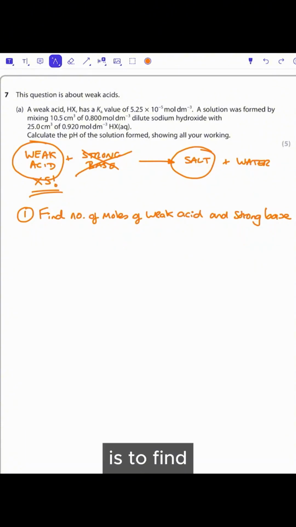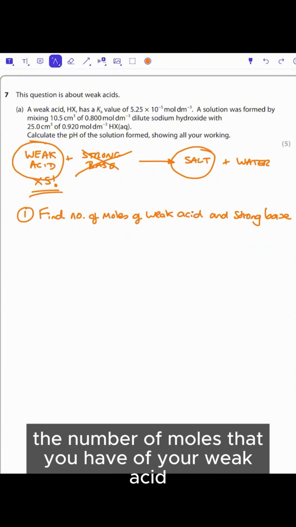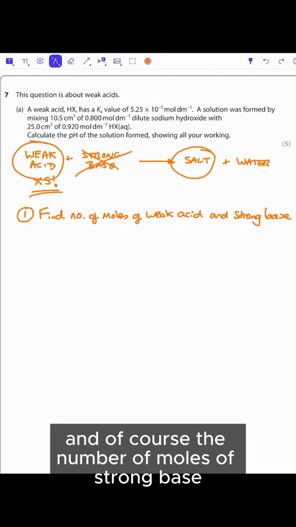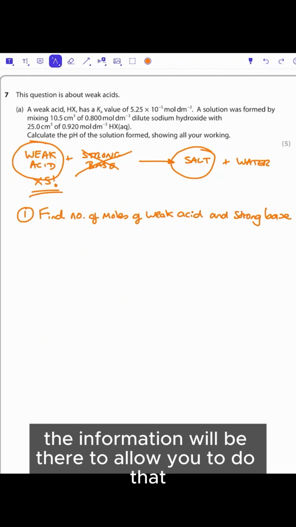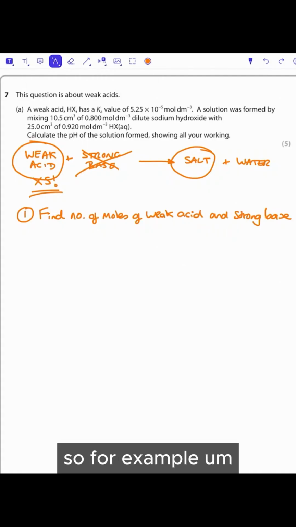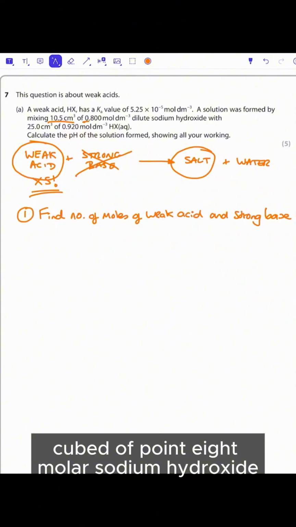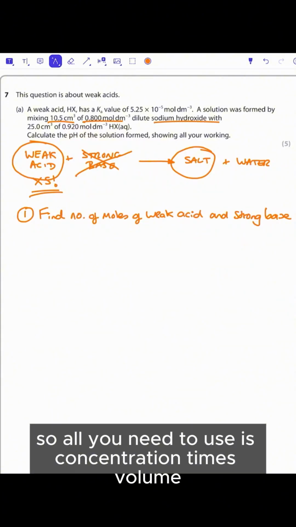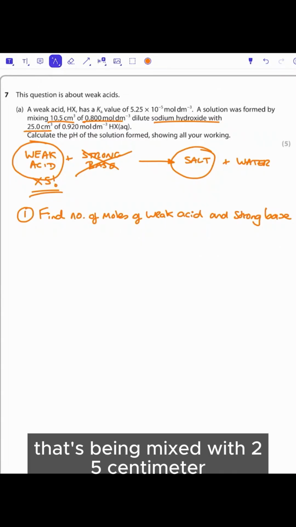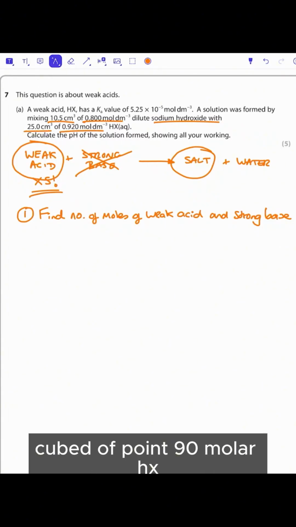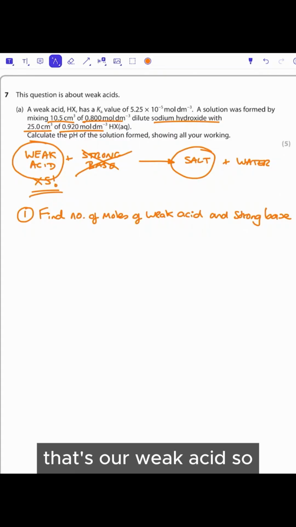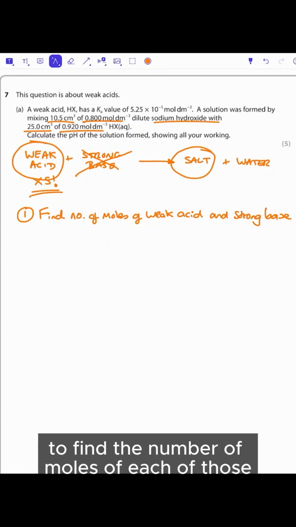So first job, folks, is to find the number of moles that you have of your weak acid to start with, and of course the number of moles of strong base. Now in the question, the information will be there to allow you to do that. So for example, we have got 10.5 centimeter cubed of 0.8 molar sodium hydroxide. So all you need to use is concentration times volume. That's being mixed with 25 centimeter cubed of 0.92 molar HX. That's our weak acid. So all we need to use concentration times volume to find the number of moles of each of those.